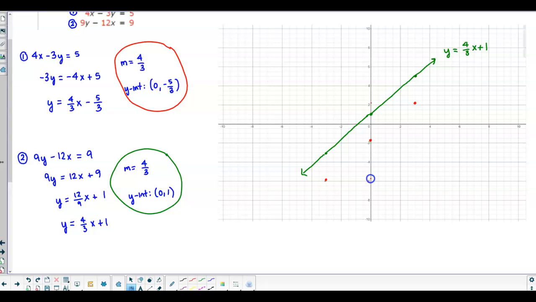So now we're going to connect our points and create our line. And that line represents y, which is equal to 4/3 x minus 5/3. So we can see by graphing that these two lines are parallel. But what also tells us that is that we have the same slope of 4/3 with different y-intercepts.